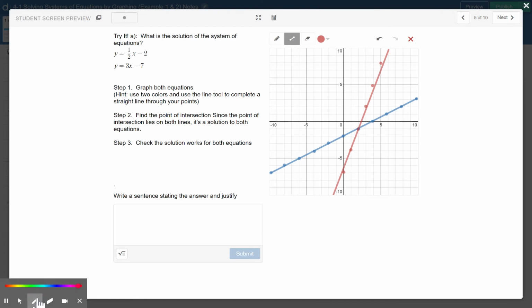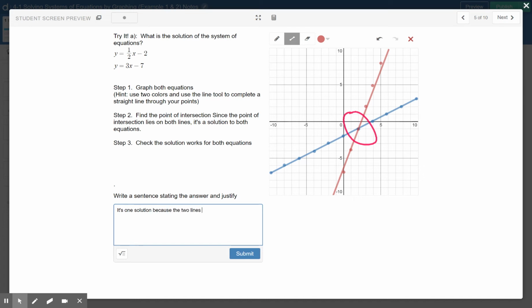And then, where do these two lines intersect? Remember, it's x comma y. So it's one solution. The x is a +2, and then the y value is -1, because you have to go down 1.